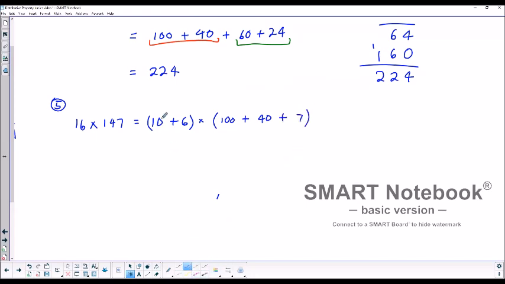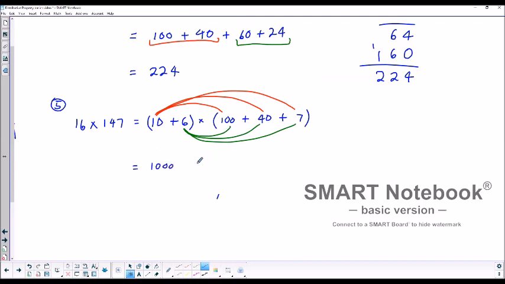And we're going to do the same thing. We're going to multiply and distribute everything out here. So we're going to multiply 10 times 100, 10 times 40, and 10 times 7. And then after we're finished with that, we're going to multiply 6 times 100, 6 times 40, and 6 times 7. Okay, so 10 times 100, we get 1,000. Actually, I probably should be writing this in red. 10 times 40 is 400. And 10 times 7 is 70.